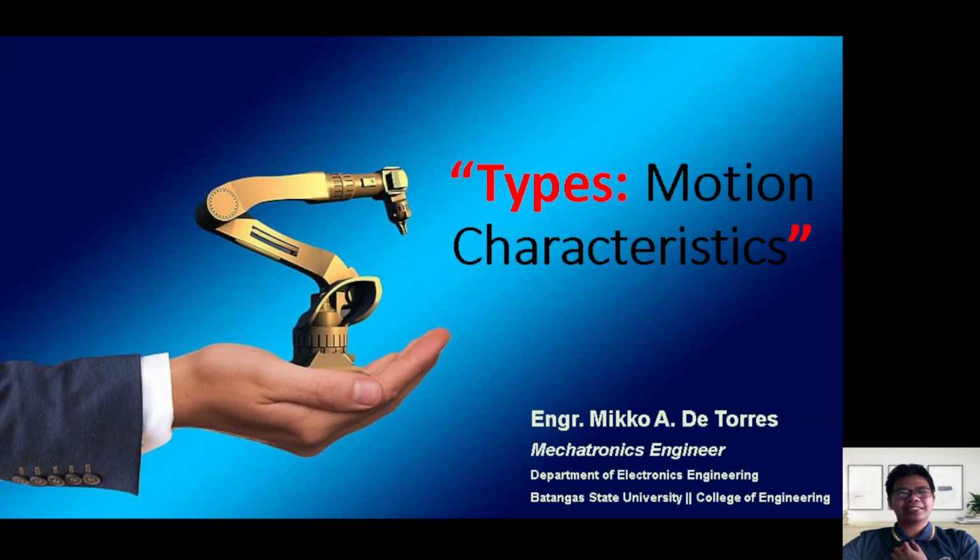As we delve into the world of mechanical manipulator types, let's begin by focusing on the fundamental aspect of motion characteristics. Here we'll explore how different types of manipulators exhibit varying motions, such as linear, rotational, or a combination of both. These distinct movement patterns define the manipulator's capabilities and applications.